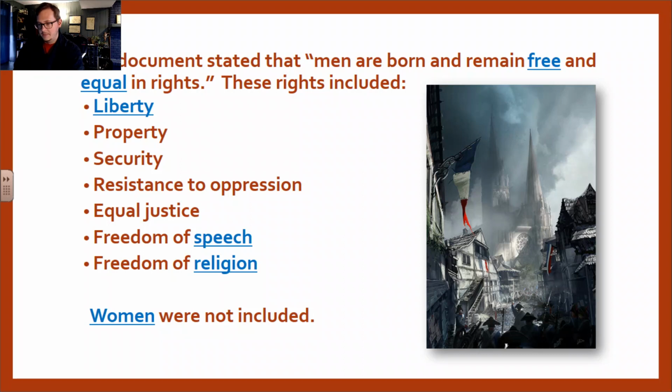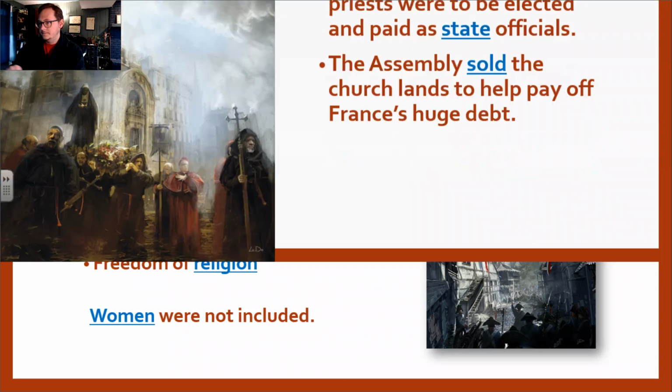Something that is unfortunate about this is that women are not included. The equality of the sexes is not really something, if you're looking for it in this time period, or really any time period before the very late 1900s, you're not going to get it. You're not going to find what you're looking for.